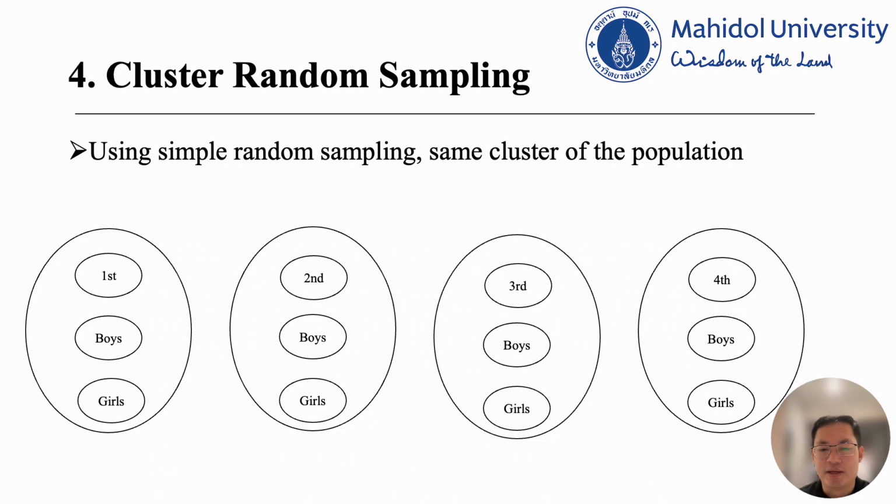In cluster sampling, you divide the population into clusters, such as schools, communities, or provinces, then randomly select entire clusters. This method is efficient for large dispersed populations. However, clusters may differ from each other, so results might be less precise.